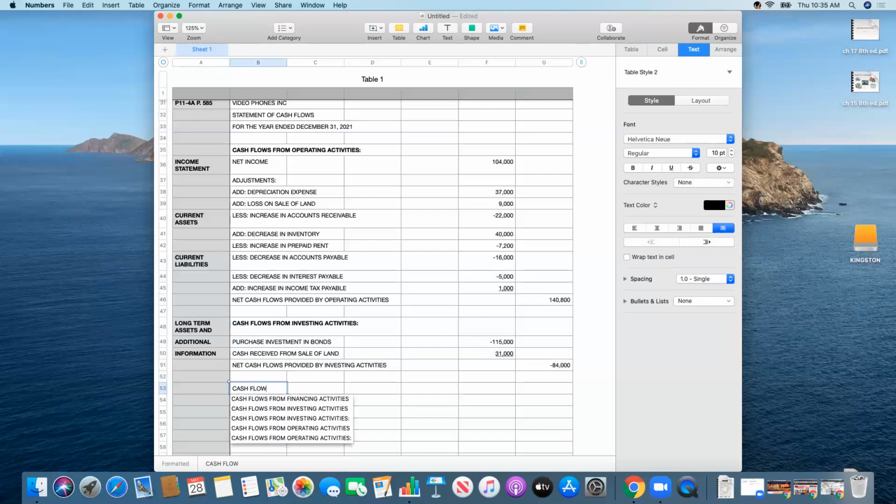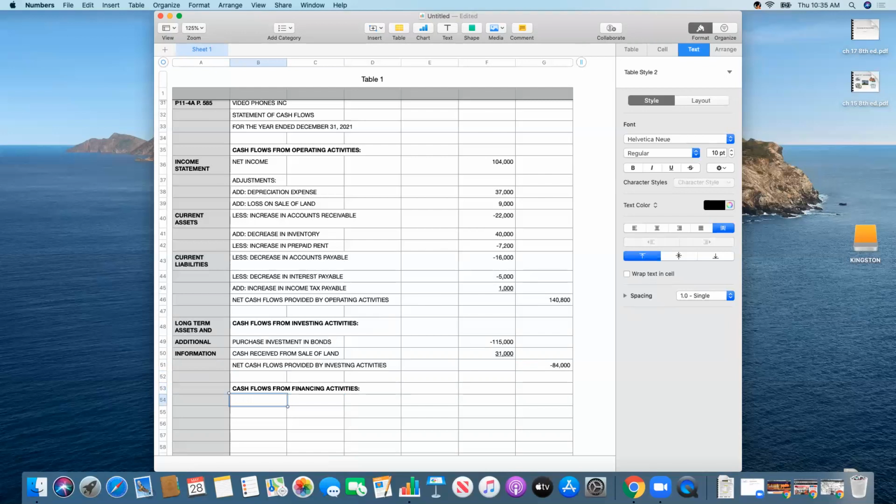Cash flows from financing activities. Okay, now let's see. Declare and pay cash dividend. That was an easy one, right? Pay cash dividends. Right, now again, since they paid, that's going to be a negative number. The negative number is what? Minus 30.